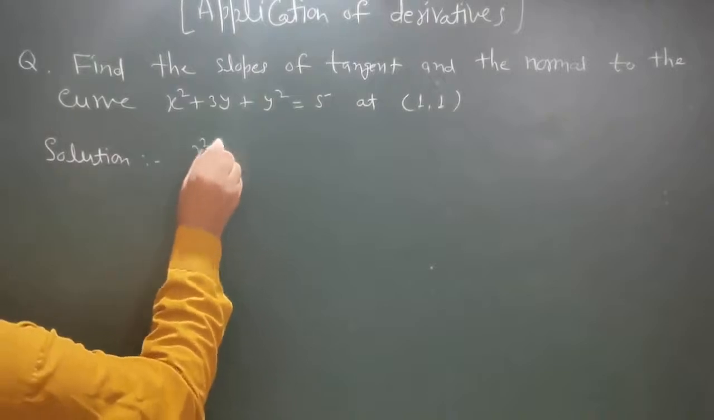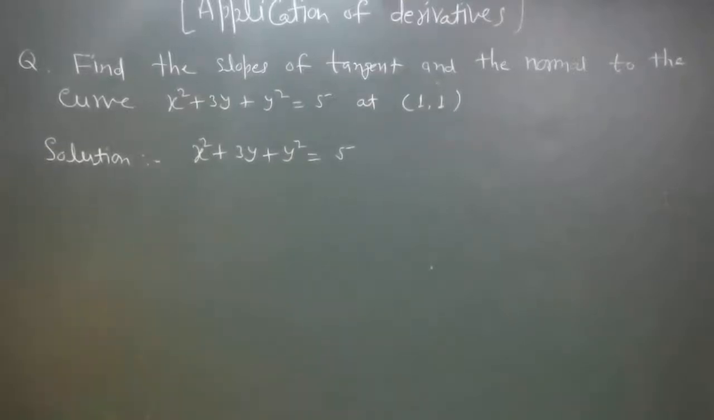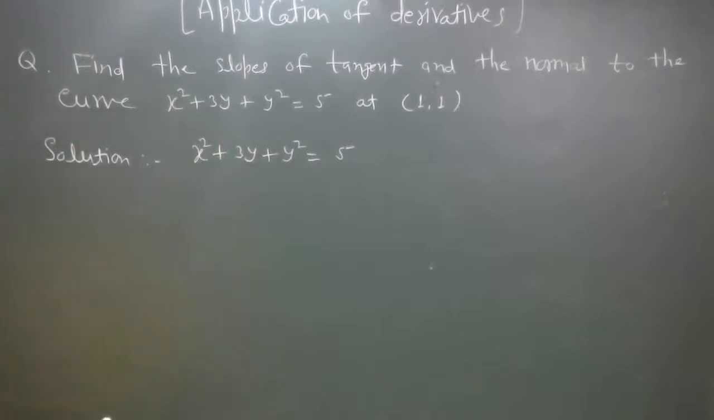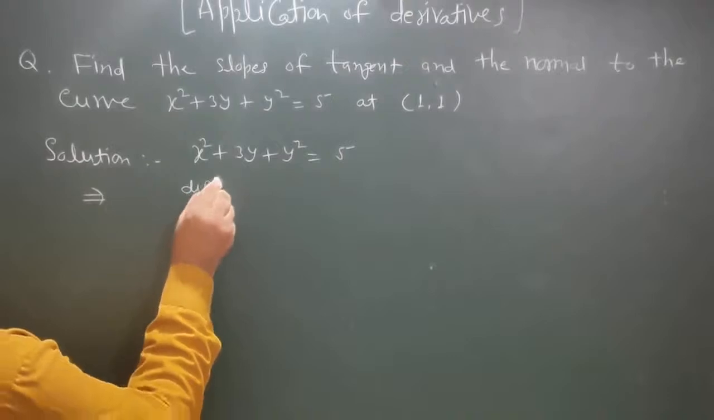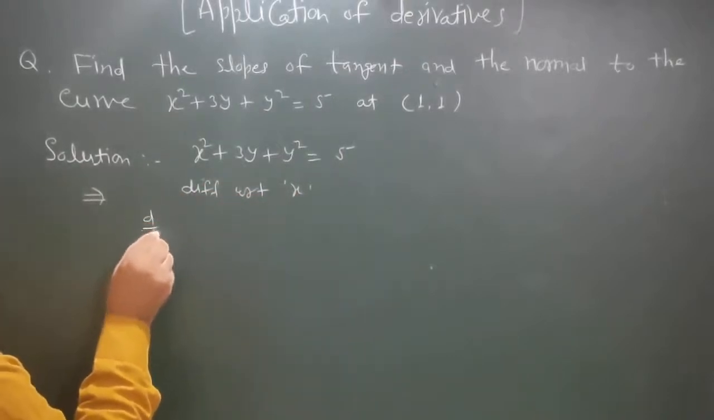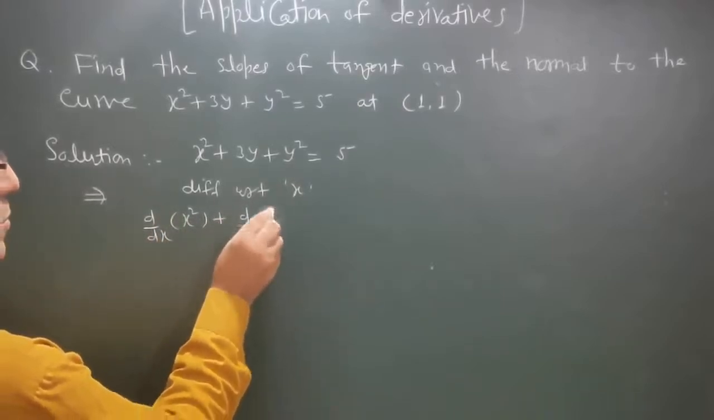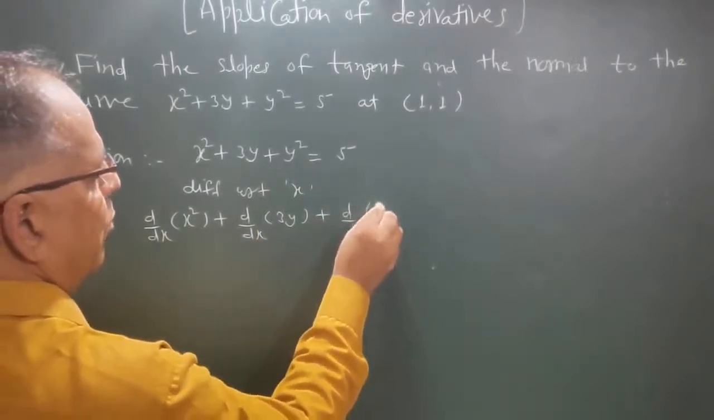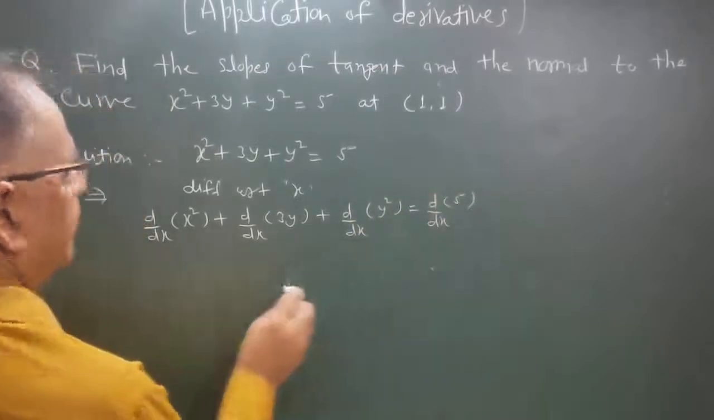Given curve is x square plus 3y plus y square equal to 5. This is the equation of the implicit function. Now differentiate with respect to x. This becomes dy over dx of x square, dy over dx of 3y, dy over dx of y square equal to dy over dx of 5.